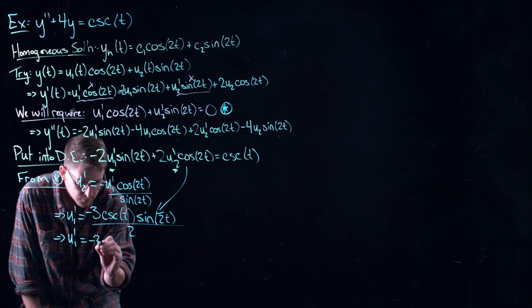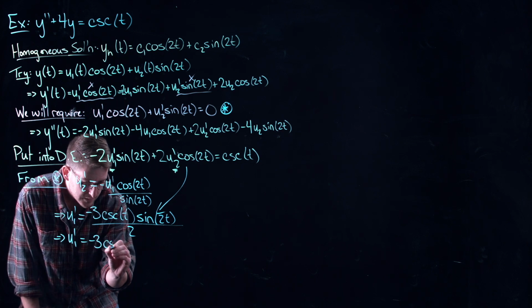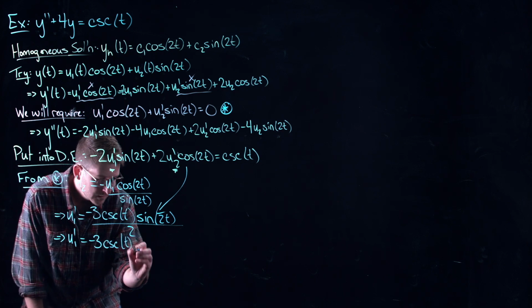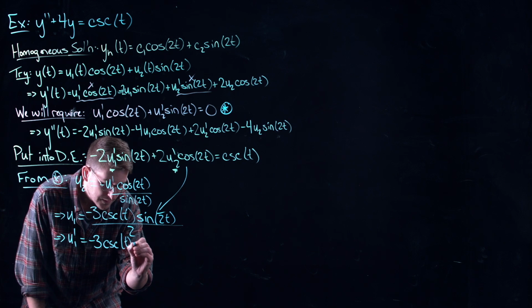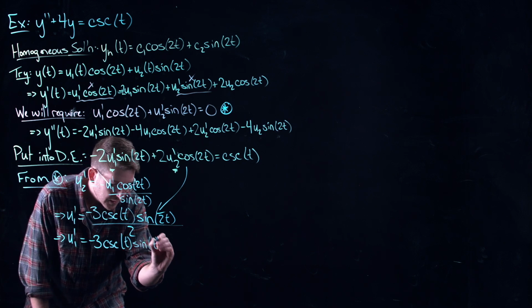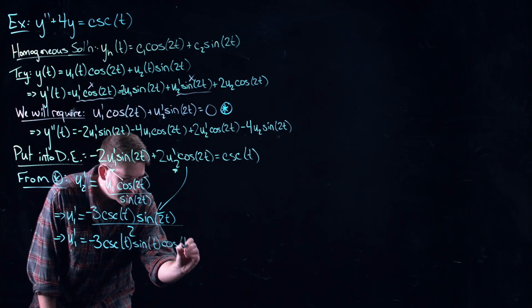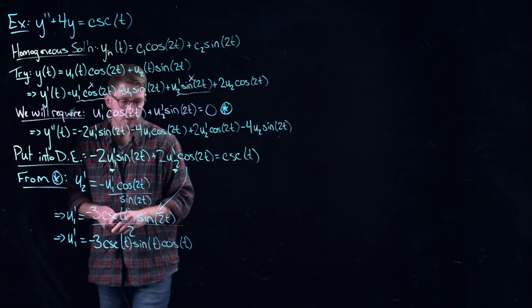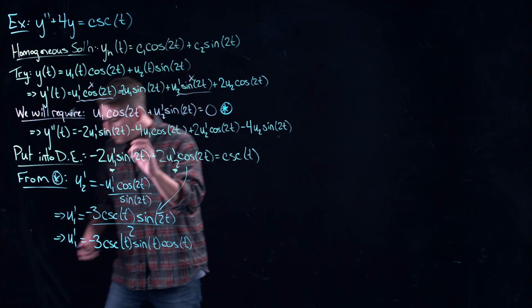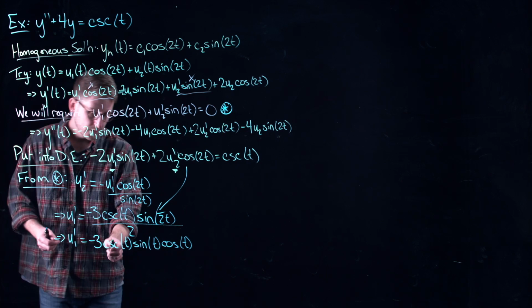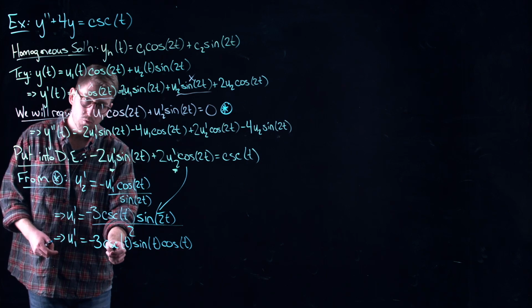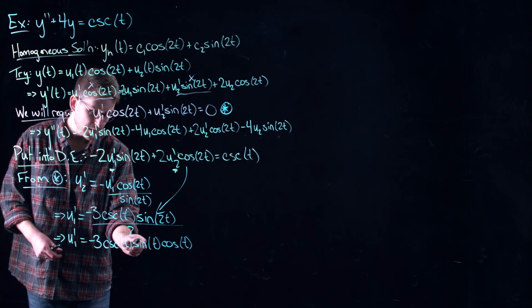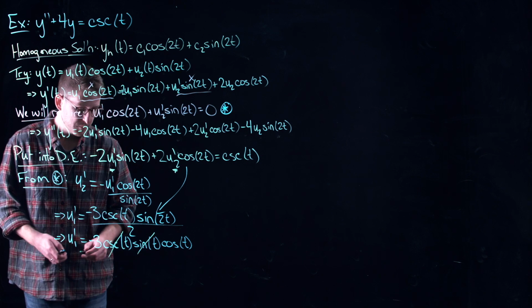This gives minus 3 cosecant of t, and then sine of t times cos of t. So again, that's the double angle trigonometric identity. And the beauty of this is that cosecant is 1 over sine. So I have 1 over sine times sine. They disappear.